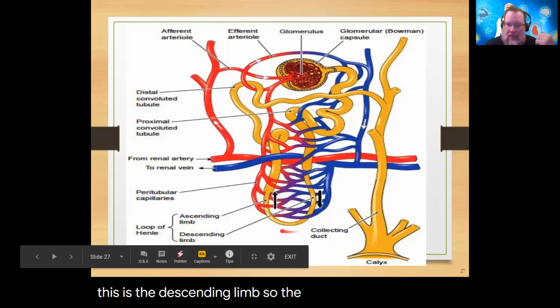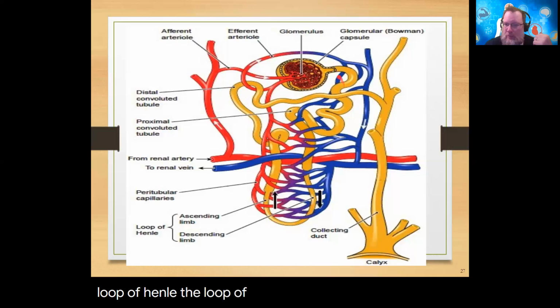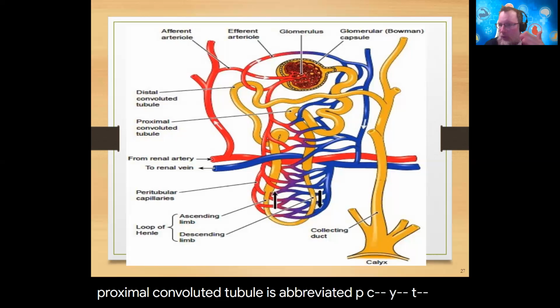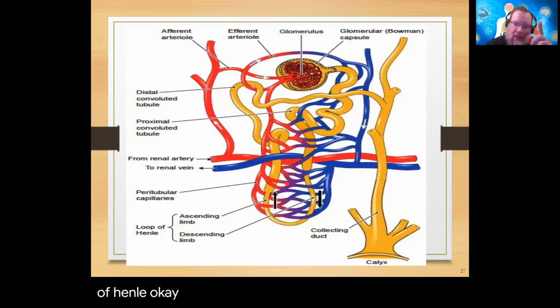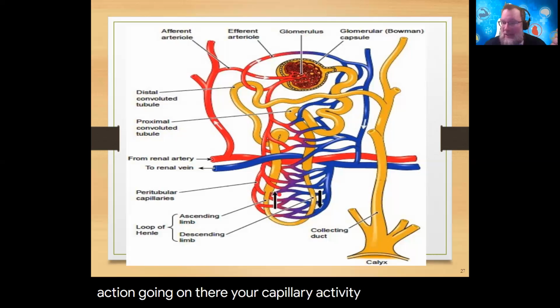So this next section is called the loop of Henle. By the way, proximal convoluted tubule is abbreviated PCT. So the PCT becomes the loop of Henle, and the loop of Henle has a descending loop and an ascending loop. And again, notice a lot of capillary activity, capillary presence there.